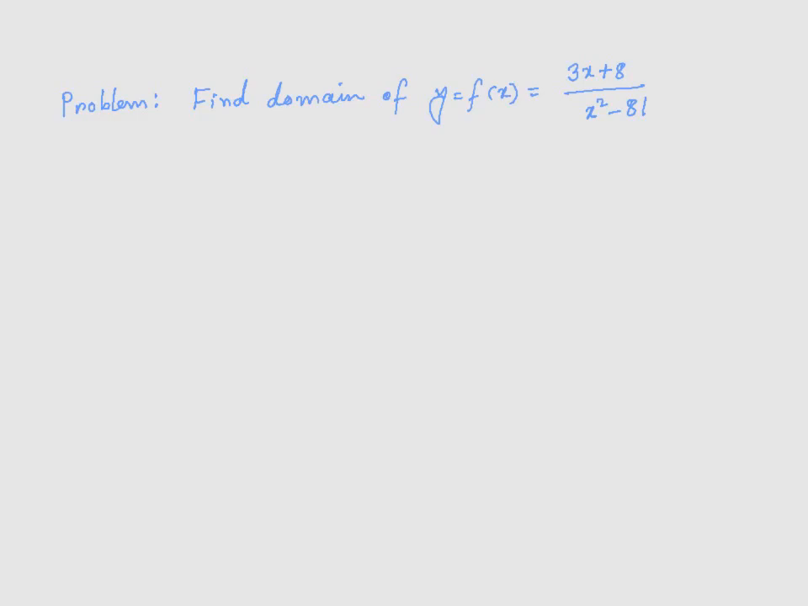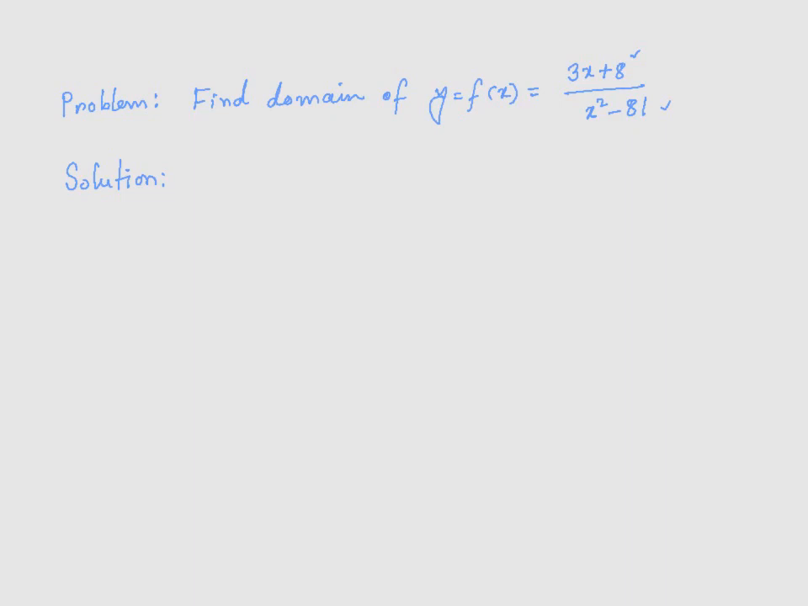In this video, I am going to find the domain of this given function. Please note that this function involves division. That means you are dividing 3x plus 8 by x squared minus 81. So when you are dealing with division in a function, you have to always keep in mind that you do not divide by 0. So that's the key thing.